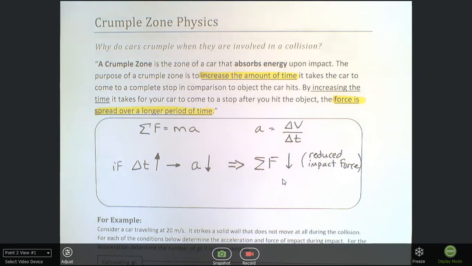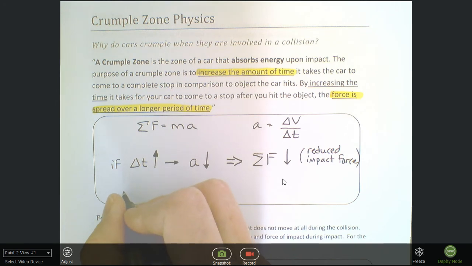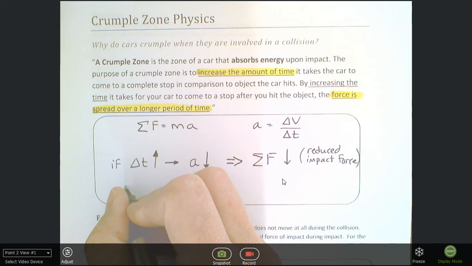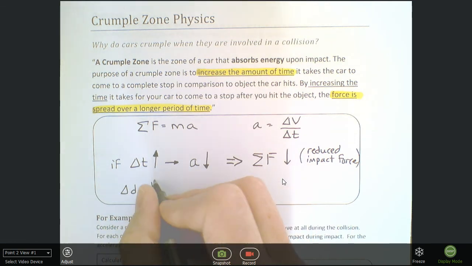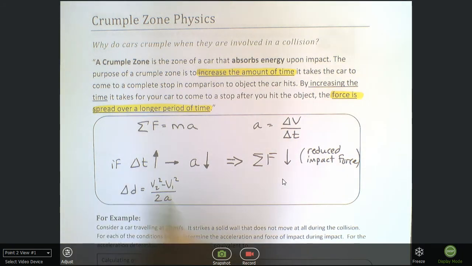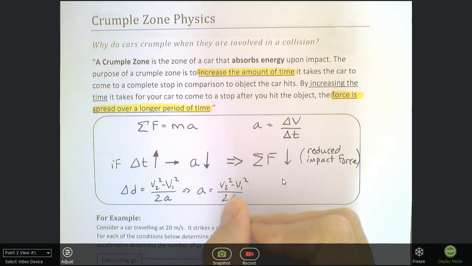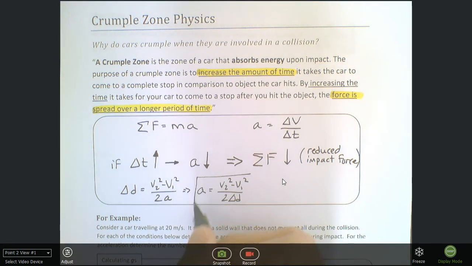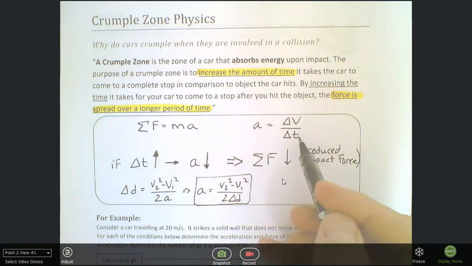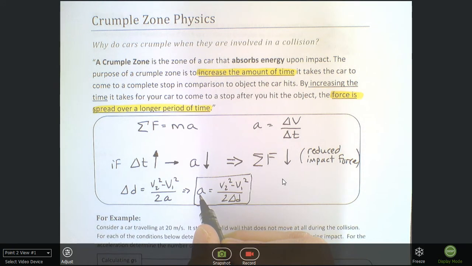Another way to think about the crumple zone, or the distance through which a collision occurs, is like this. You could say the impact distance is v2 squared minus v1 squared over 2 times the acceleration. And so we could rearrange this for the acceleration: a equals v2 squared minus v1 squared over 2 delta d. This is probably a better way to look at it. So if you look at equation 5, instead of looking at the amount of time it takes for a collision to occur, which is one way of thinking about it, look at it this way. If the collision distance, so the crumpling effect of an object, gets bigger and bigger, the denominator gets bigger and your acceleration gets smaller, assuming that your v2 and v1 are the same.